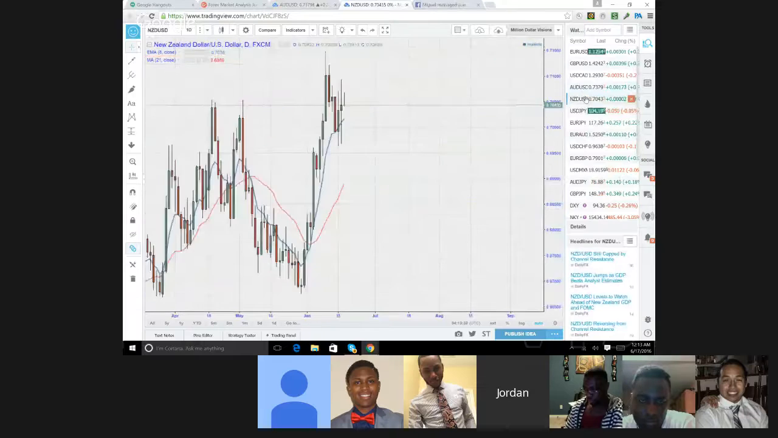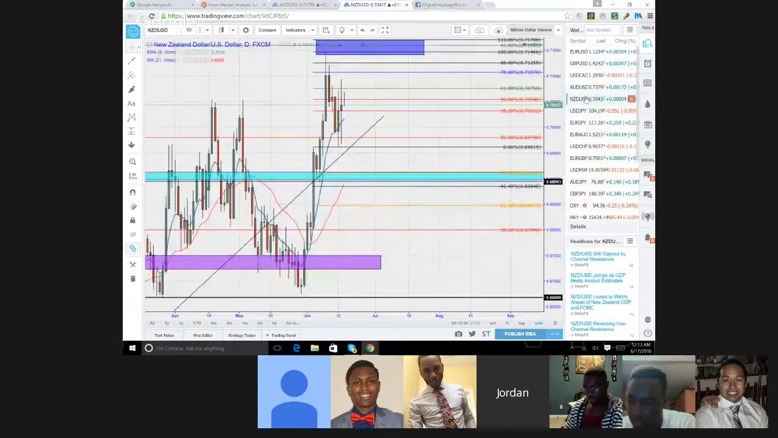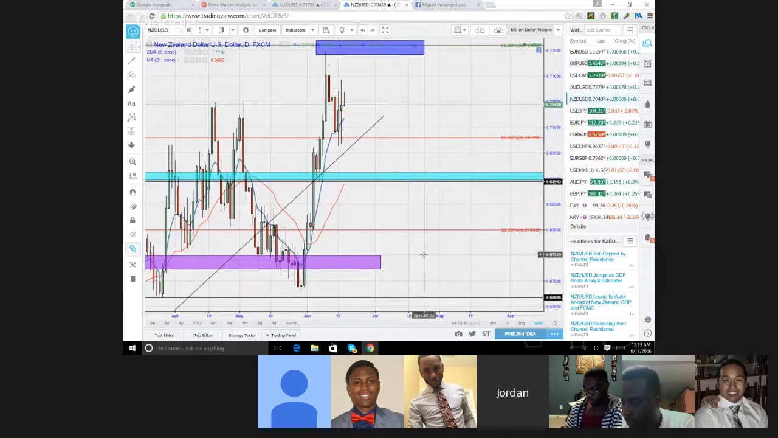Next pair we're going to look at is New Zealand dollar, US dollar. Quite frankly, this is where price is right now. We were on an evident uptrend where price got terminated up here. It couldn't quite get past our 61.8 level. That's when I was anticipating to get short. But what we did do is get a better entry.